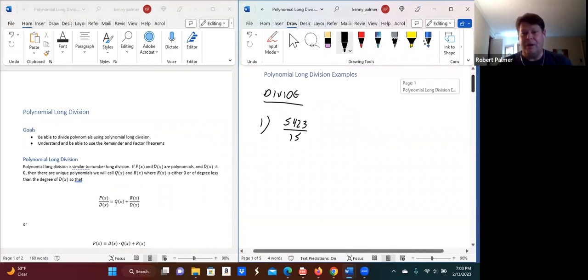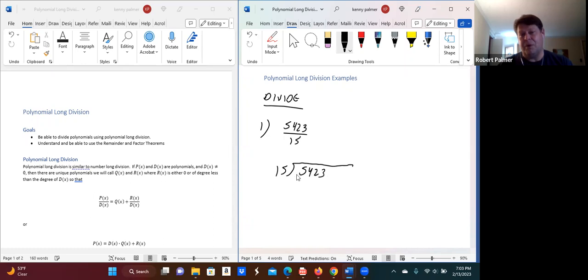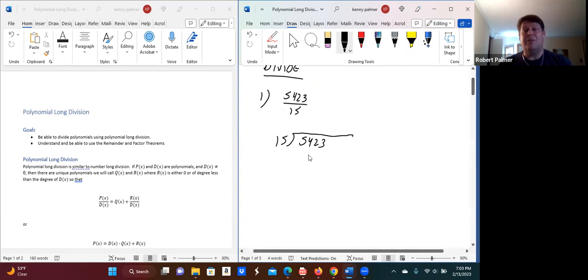All right, so we're going to do this the long way. You've probably seen it before, so I hope this will bring back some good memories. It's the dividing line, then 15 into 5,423. This is your dividend, that's what we're dividing into. This is the divisor, that's what we're dividing by. Then we're going to divide and get the quotient, then a remainder if there is one.